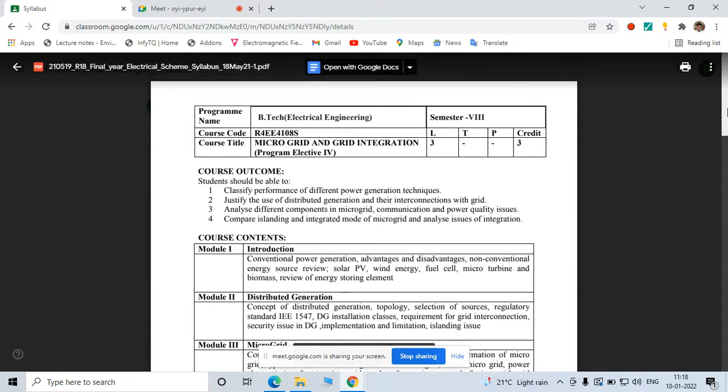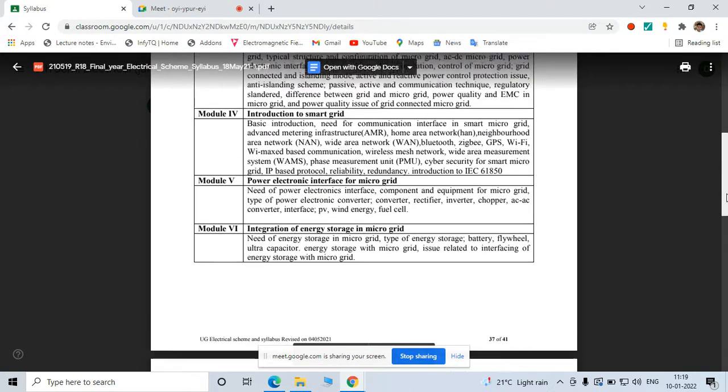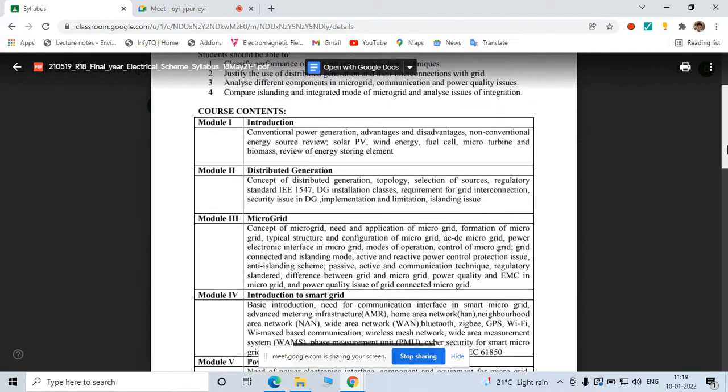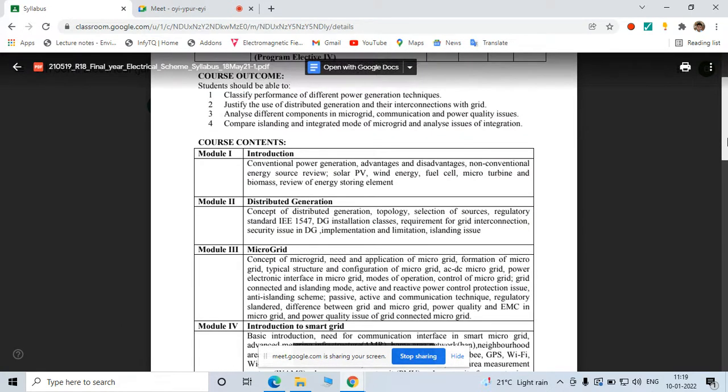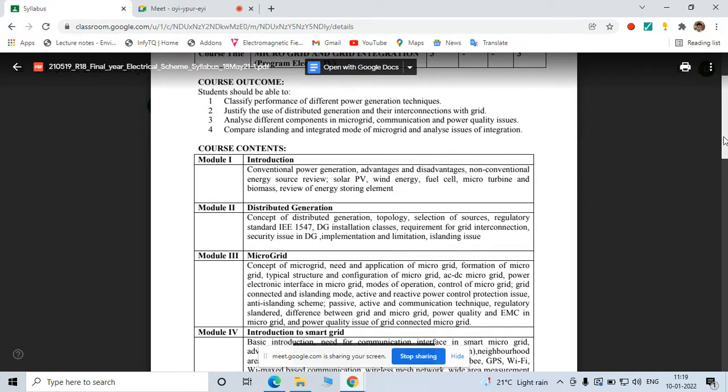So, we are going to start today. This is our first lecture for your microgrid and grid integration. In this course, we will cover a total of six modules. In each module, we have to learn something different.